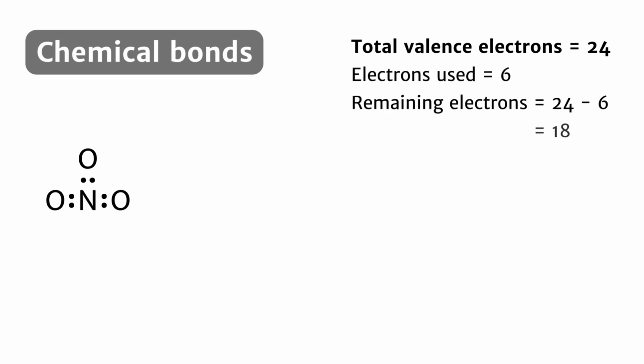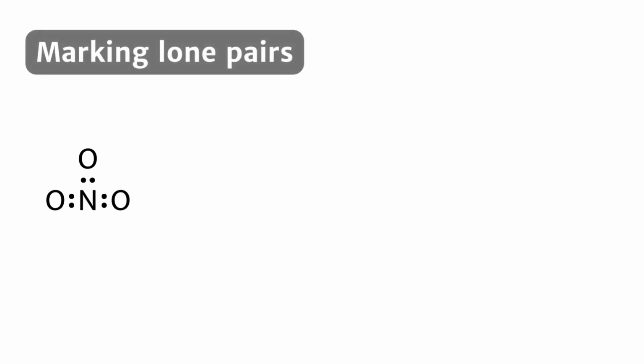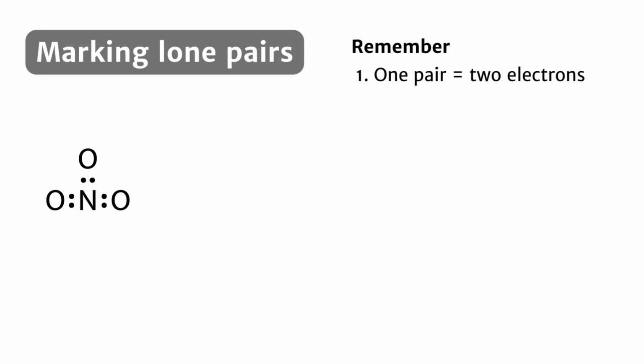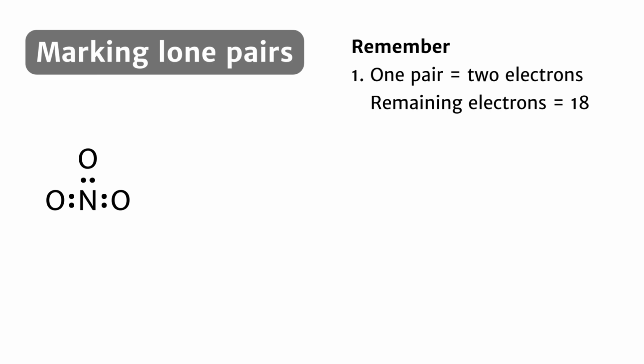Finally, use another 2 electrons and place them on top to illustrate another chemical bond between nitrogen and the top oxygen. In this way, out of the 24 total valence electrons, 6 are utilized, leaving 18 electrons unutilized. Lone pairs consist of electron pairs not used in chemical bonding. Remember, each pair comprises 2 electrons. With 18 electrons remaining, we can form 9 electron pairs and mark them on the structure as lone pairs.